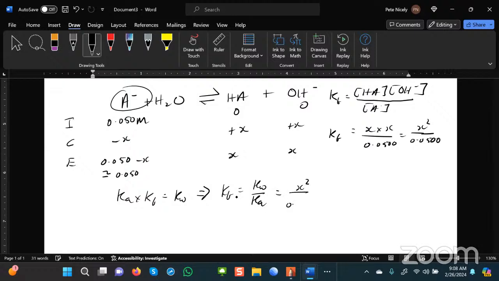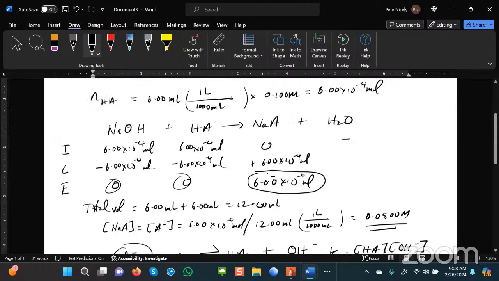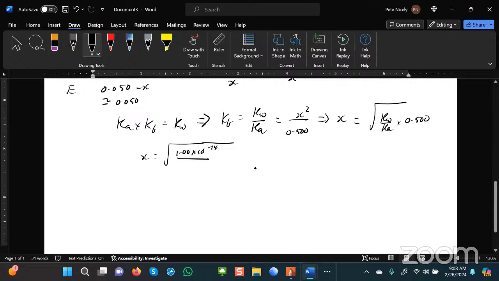which in this case is going to be equal to x squared over 0.0500. And therefore, this implies that x will be equal to the square root of Kw divided by Ka times 0.0500. So x will be equal to the square root of 1.00 times 10 to the minus 14, which is Kw, divided by the Ka, which is 1.52 times 10 to the minus 5, multiplied by 0.0500, right? So that is how we calculate x.